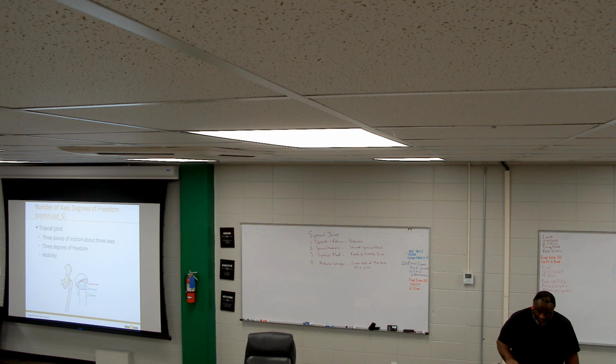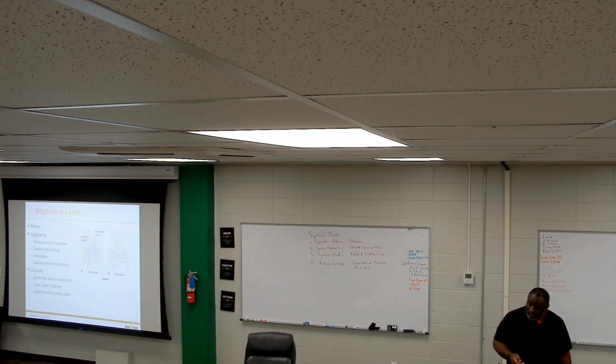Okay, so structure of a joint. Let's dive into this so we can get to what we want to get to today. It says many structures are associated with synovial joints. Bones: there are usually going to be 2. There are some joints where we have 3 or more, but for the most part, it's going to be 2 bones that articulate with each other.